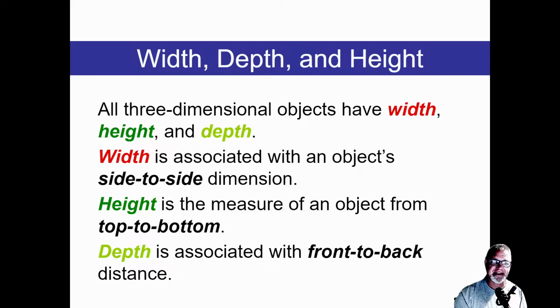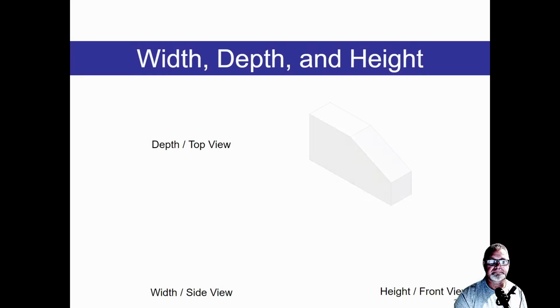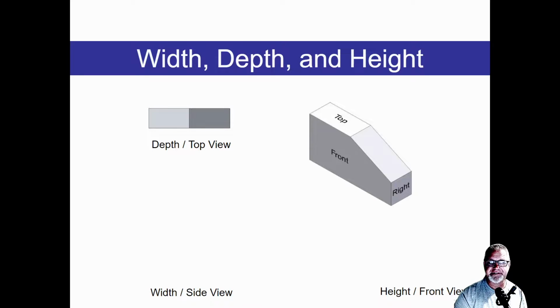How it fits in a traffic lane would be the width, side to side. Height would be top to bottom, so tires to the roof. And then depth would be front to back. So that's front bumper to back bumper. All right, so these are just some examples of a shape that we have given the front, the right, the top.